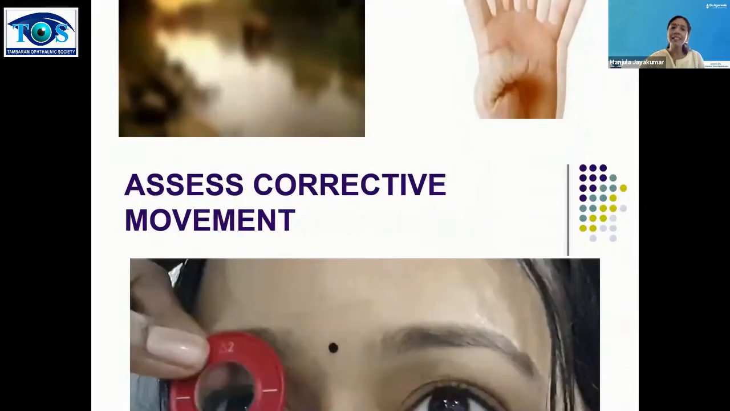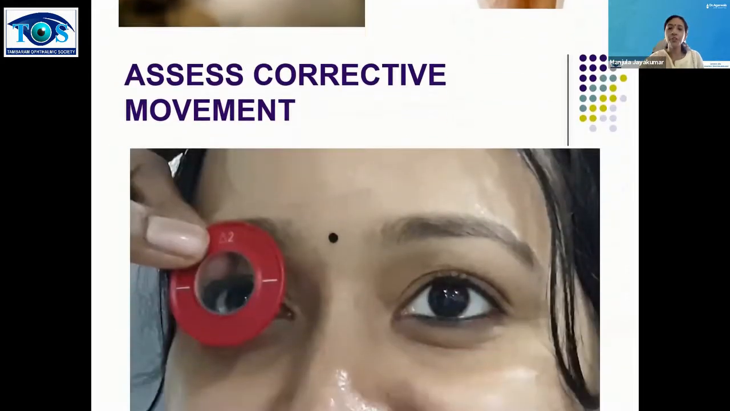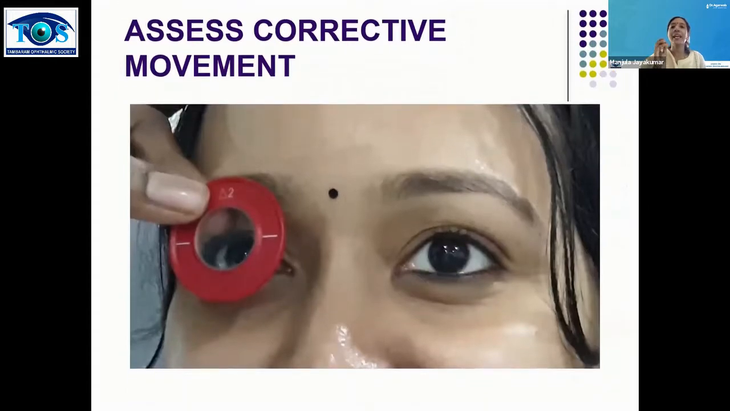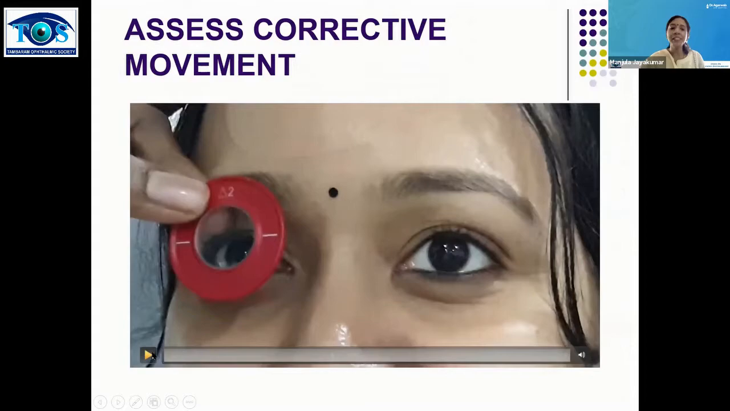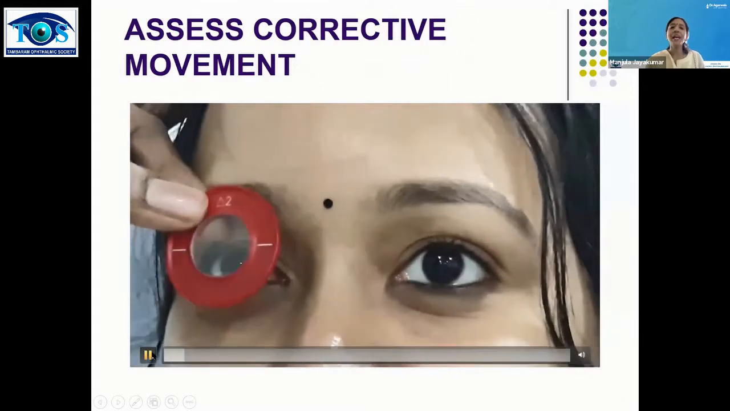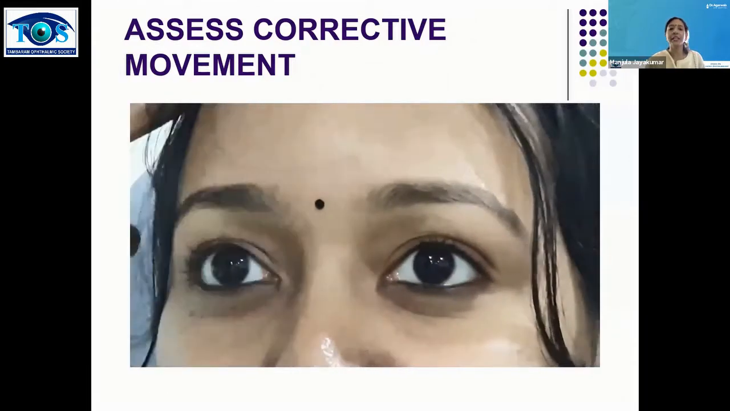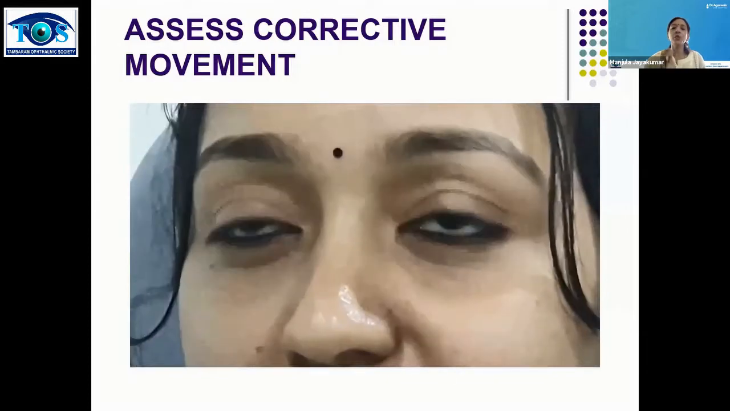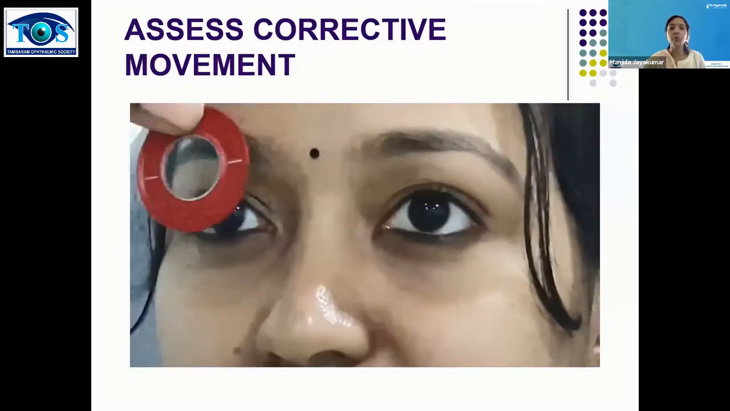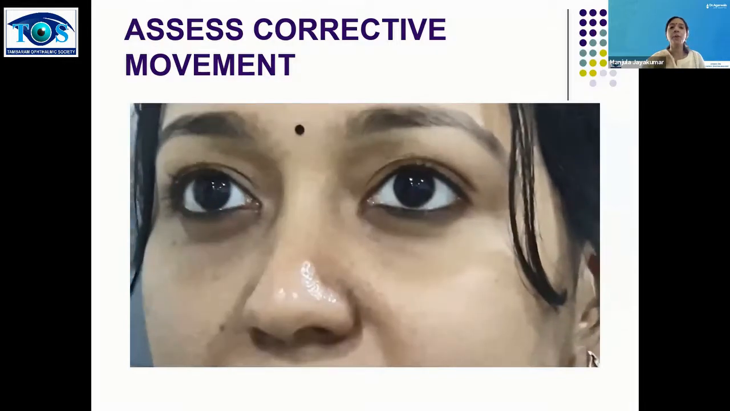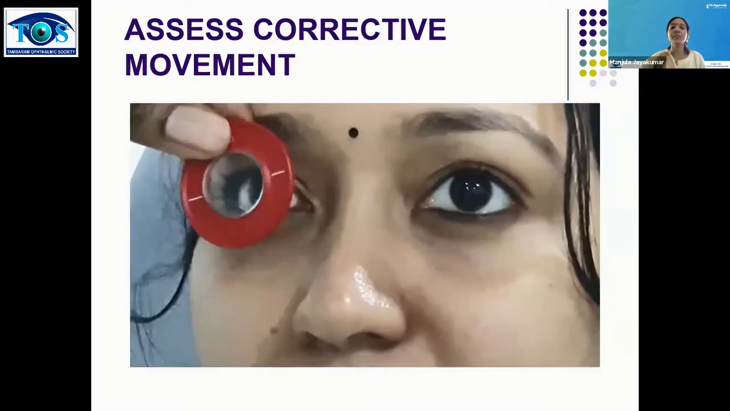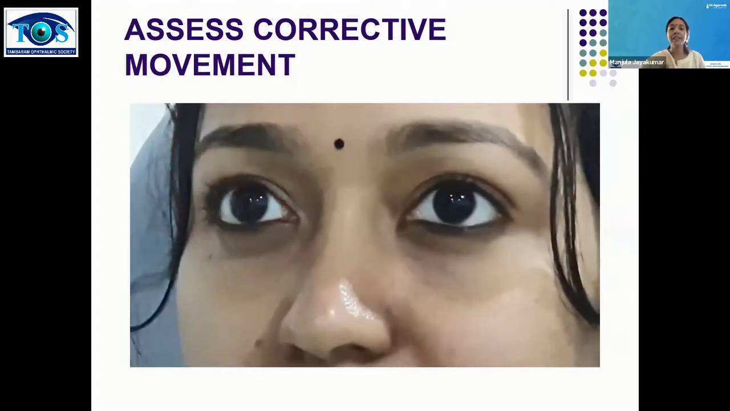And one good exercise that I would teach all of you to do is to assess your corrective movement. When you assess your corrective movement, you start estimating your phorias. So this is a video. See, I'm putting 2 prism base out prism, and you are assessing the refixation or the corrective movement. A 2 prism base out will produce a very small movement. See, as you increase your prisms, you see the refixation movement gets bigger.